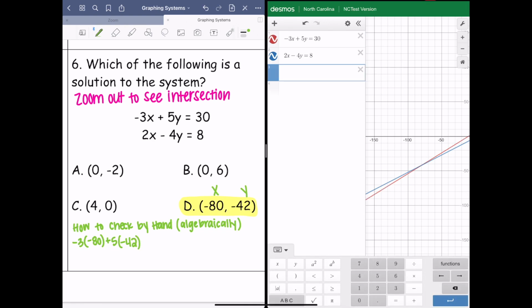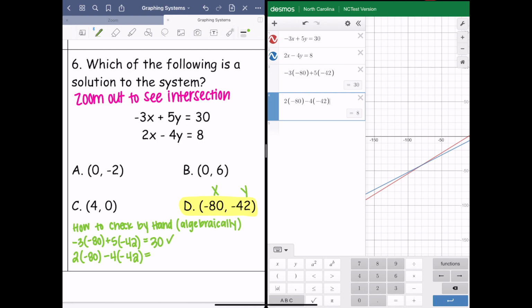So we'll type that into Desmos just to see what it's equal to. And we do get that that is equal to 30. Then we'll do the same thing in the second equation. And we do get that that is equal to 8. So since we got that the x and y values plugged in give us 2 true equations, that is how this is the solution to the system.